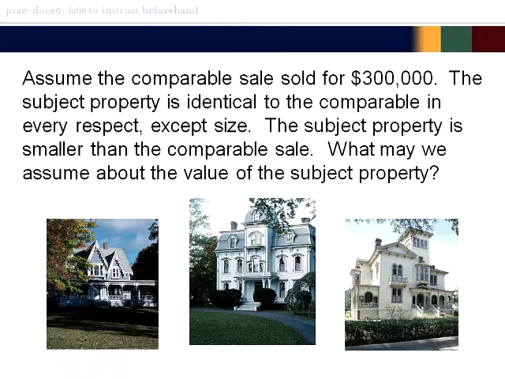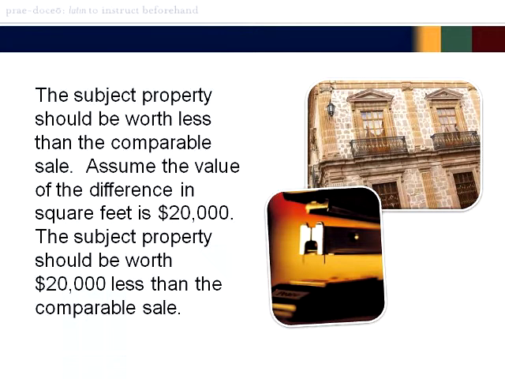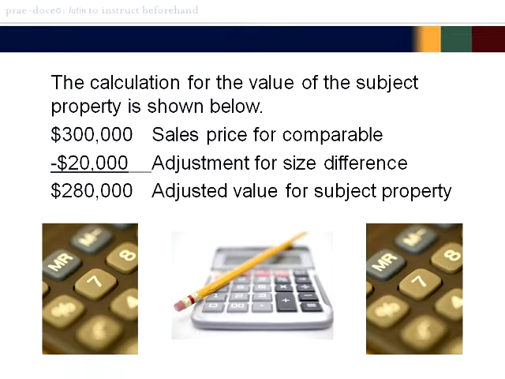What may we assume about the value of the subject property? The subject property should be worth less than a comparable sale. Assume the value of the difference in square footage is $20,000. The subject property should be worth $20,000 less than the comparable sale. The calculation for value of the subject property is shown below. $300,000 sales price for the comparable, minus $20,000 adjustment for the size difference, $280,000 would be the adjusted value for the subject property.